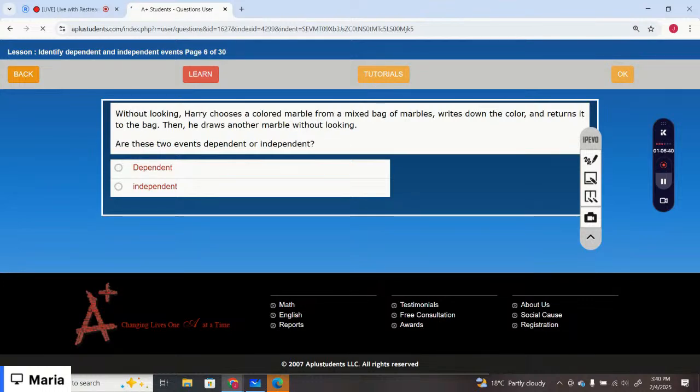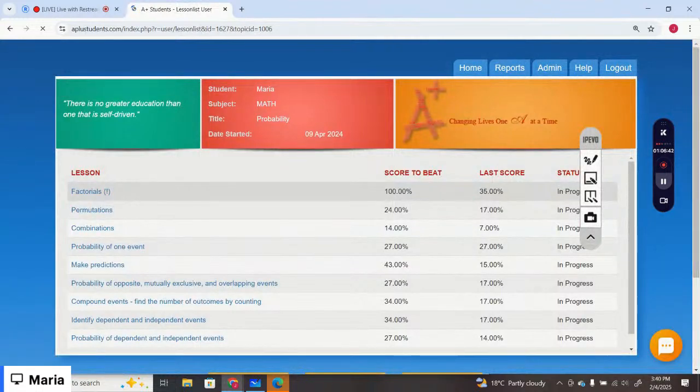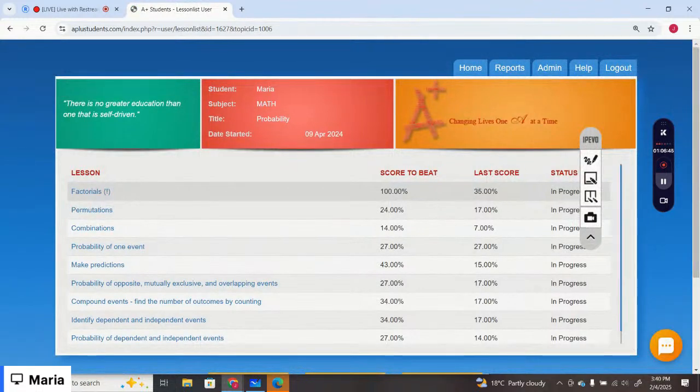So we were working on grade 7 math. The chapter we're working on is probability. The lessons we have covered today are make predictions, probability of opposite, mutually exclusive and overlapping events, compound events, find the number of outcomes by counting, and identify dependent and independent events. So please make sure you have your notebook and pencil so that you can note down. Before the next session, please complete all the practice questions for the lessons we just did. That is your homework until next session.